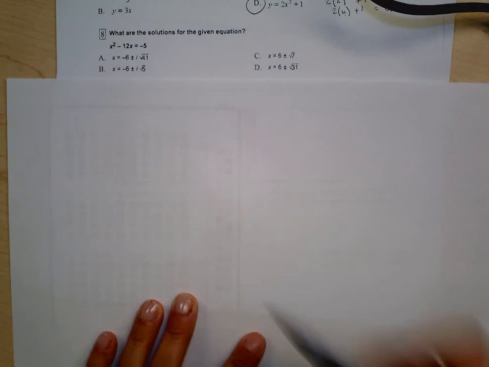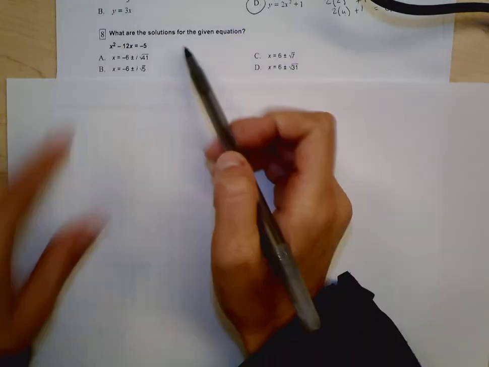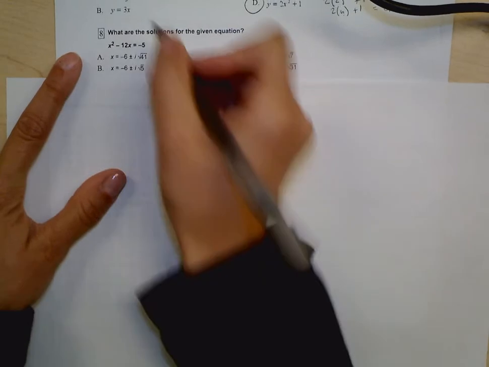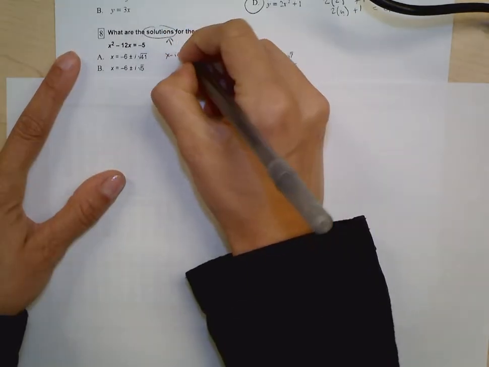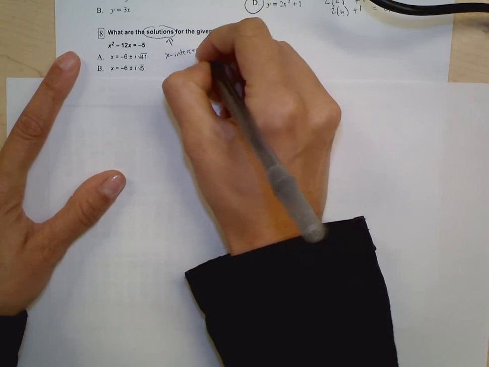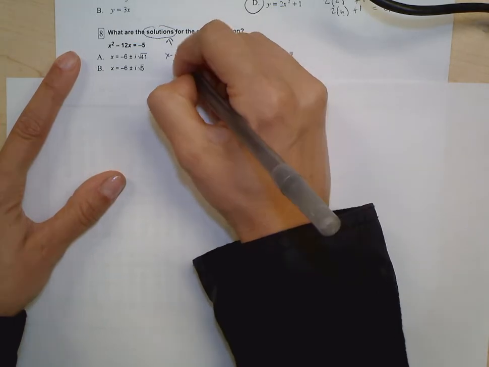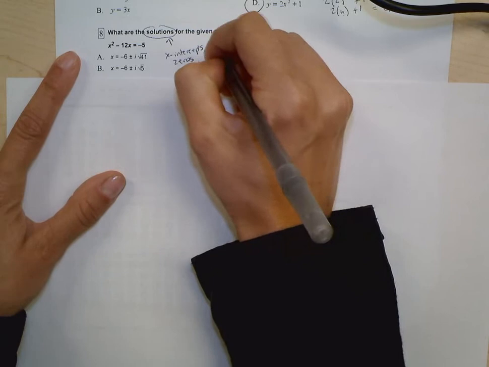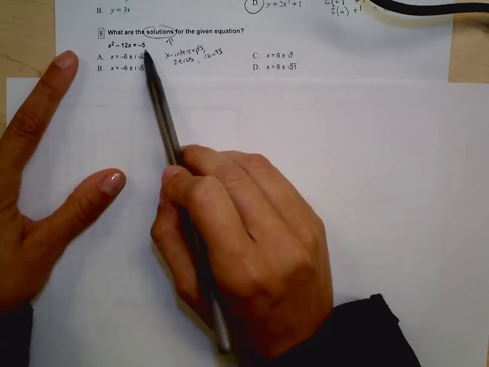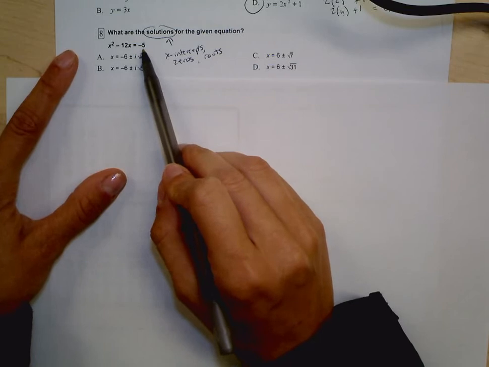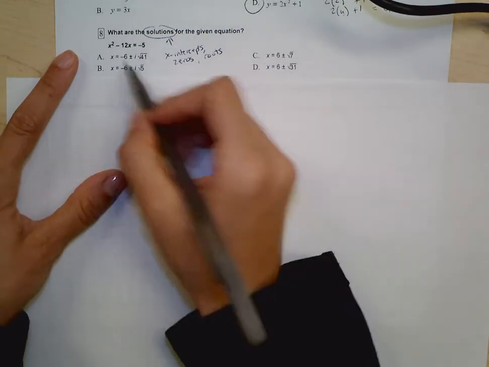Okay, so for number 8, what are the solutions for the given equation? Solutions mean the same thing as x-intercepts and zeros and roots. So that means I can use my quadratic formula to solve. But before I use my quadratic formula, I need one side of the quadratic to equal 0.